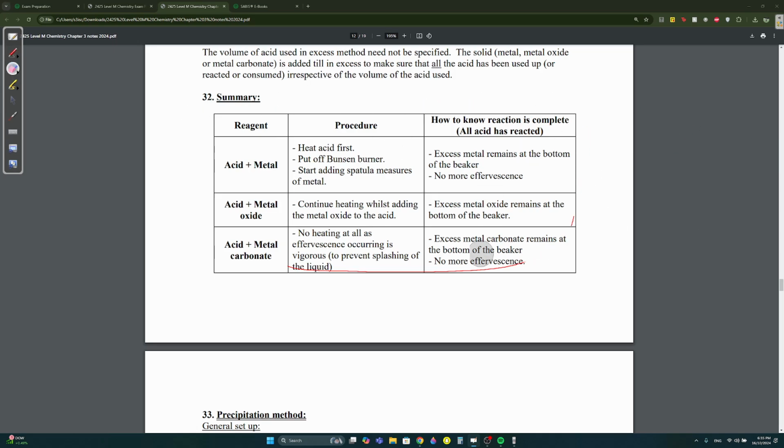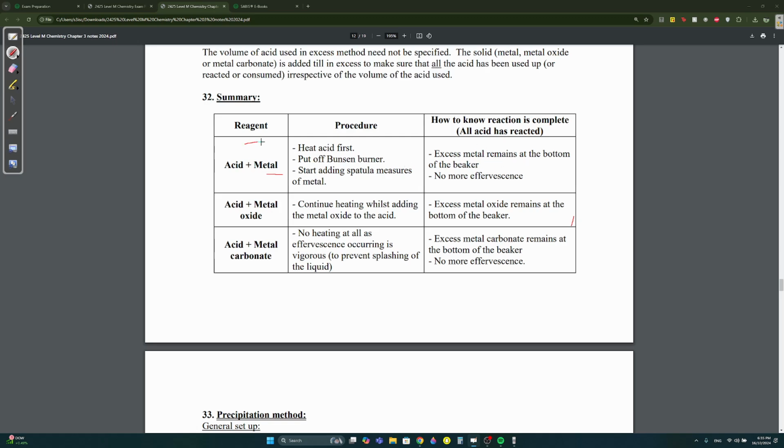So for the metal plus acid, you heat the acid first, okay? Put off the Bunsen burner after you heat it, then you start adding metal. Why do you heat it first? Because it needs to increase the rate, because it's going to be too slow if you don't heat it. How do you know if the reaction is complete? Excess metal remains, no more effervescence.